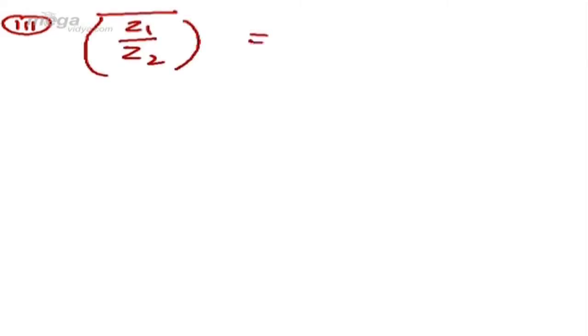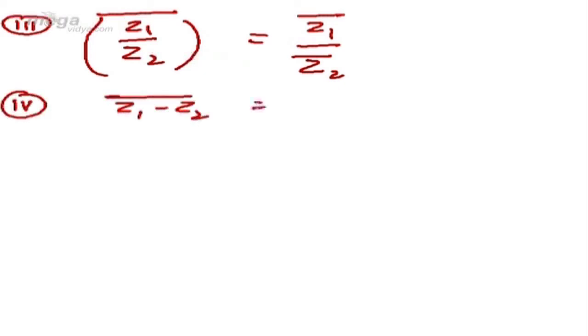Similarly, we can come to the third property, that is (Z1 by Z2) whole bar. This will become Z1 bar by Z2 bar. You take Z1 as x1 plus i y1 and Z2 as x2 plus i y2 and you can prove this property in a similar way as you did in the last two properties. And the fourth one is (Z1 minus Z2) whole bar is equal to Z1 bar minus Z2 bar.